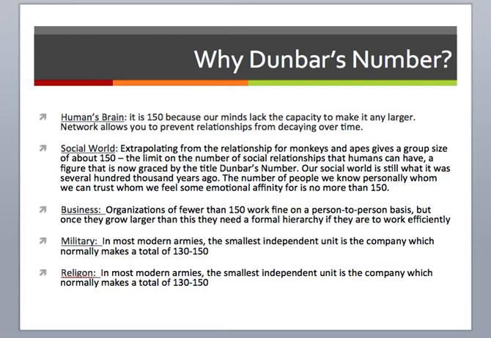Networks allow you to prevent relationships from decaying over time. In the social world, the reach of most people's social world was pretty much confined to those they encounter in person. Our social world has been redefined by social networking sites like Facebook, MySpace, and Bebo. Extrapolating from the relationship for monkeys and apes gives a group size of about 150, the limit on the number of social relationships that humans can have, a figure that is now graced by the title Dunbar's number.